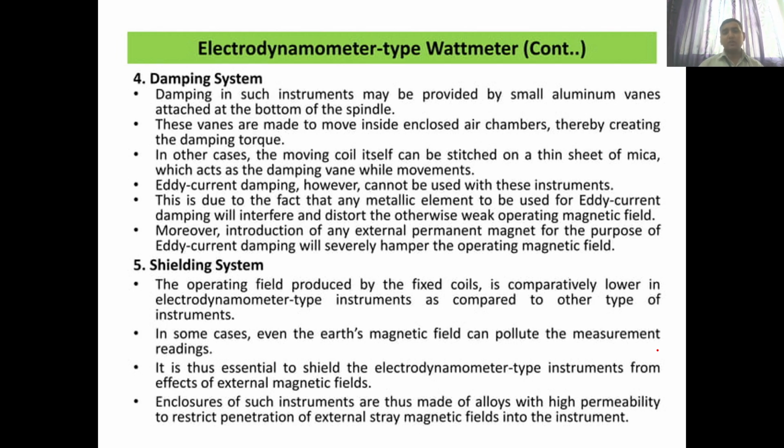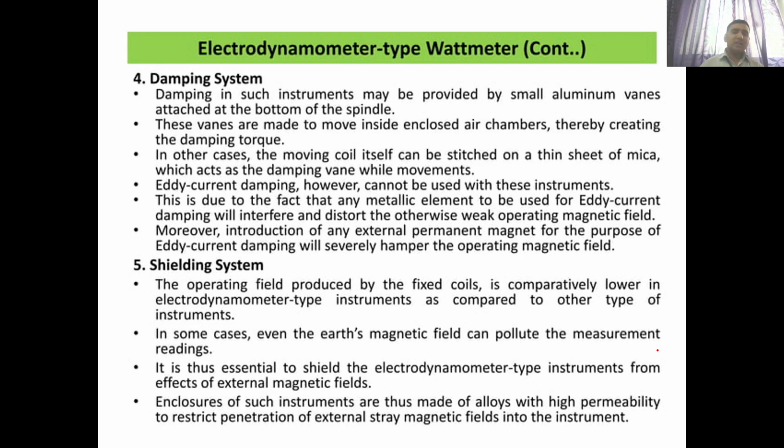friction losses happen near it. Eddy current damping, however, we cannot use in this type of instrument, because if we use eddy current damping, it would distort or interfere with the operating magnetic field, or the fixed magnetic field. So we only use air friction damping here.